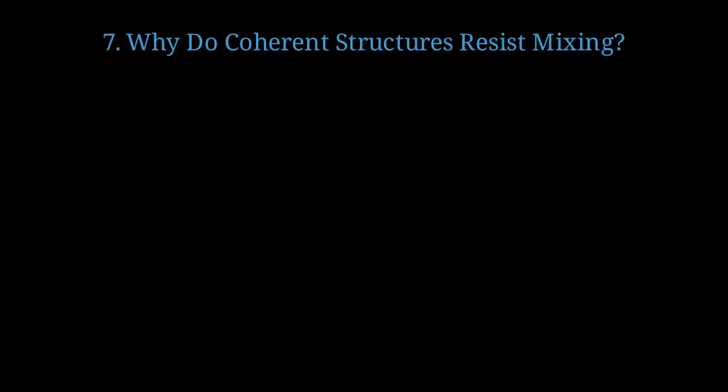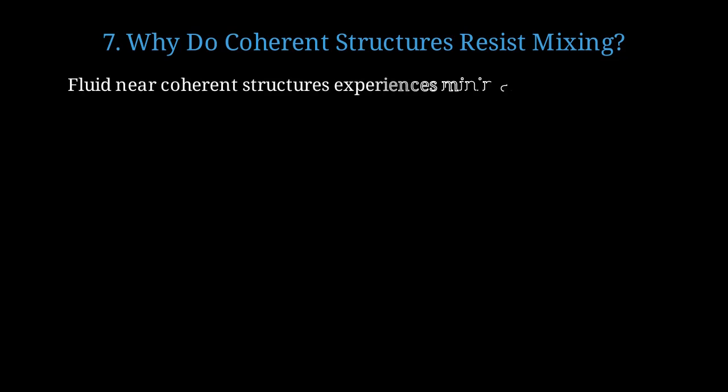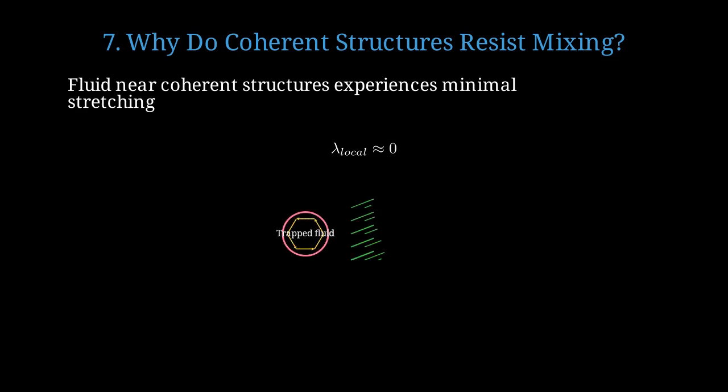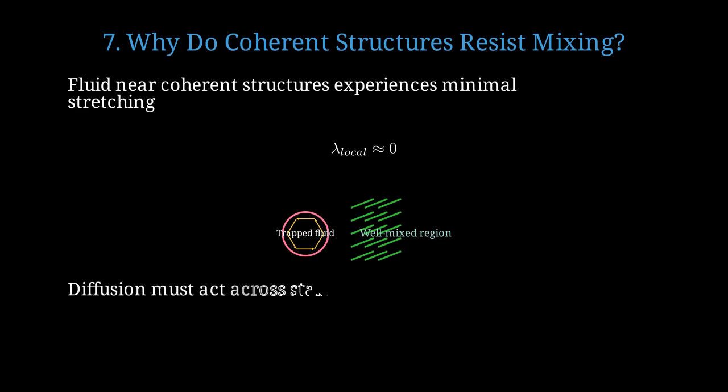Let's understand the physics of why these structures so effectively resist mixing. Fluid elements near coherent structures experience minimal stretching because they follow quasi-periodic orbits rather than chaotic trajectories. The local Lyapunov exponent near these structures is approximately 0, meaning no exponential separation occurs. Fluid circulates around these islands in closed loops, remaining trapped and poorly mixed, while the surrounding chaotic region mixes efficiently. For material to escape these structures, it must diffuse across stable manifolds, a painfully slow process at high Péclet numbers.